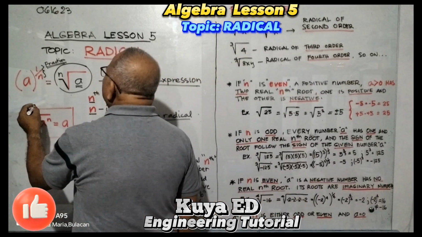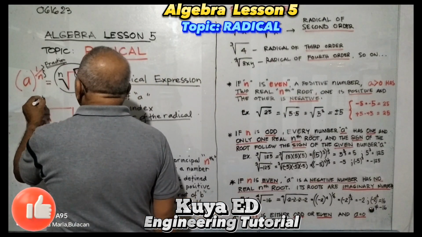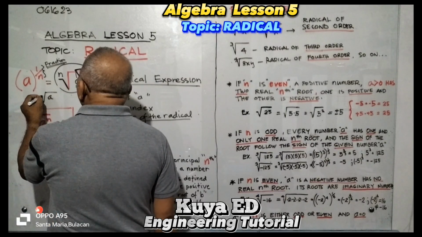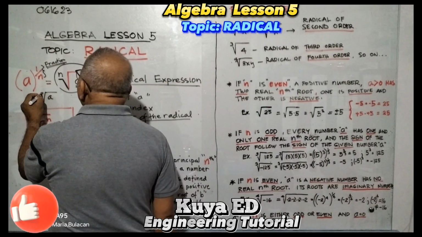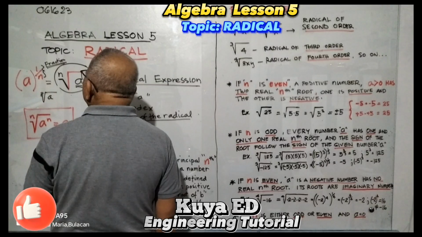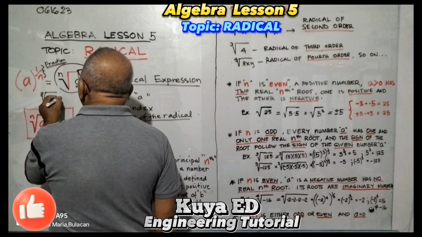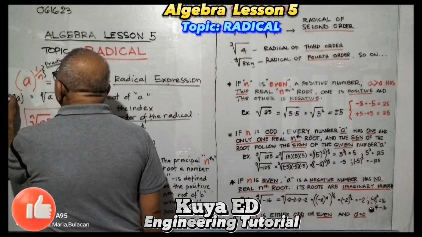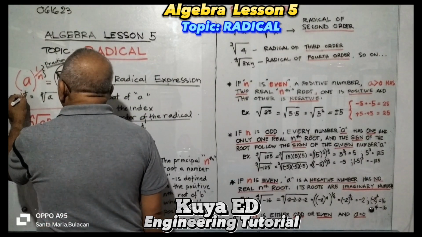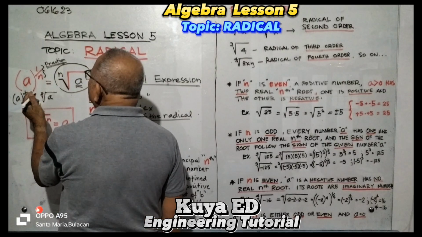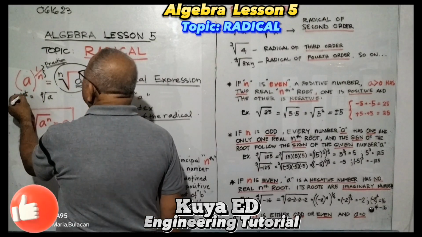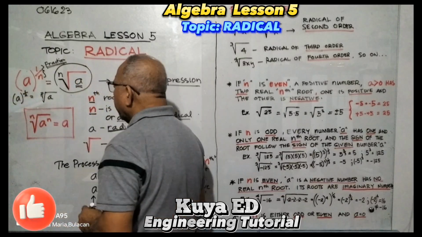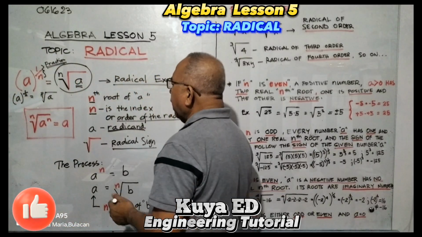Example, kung mayroon kang square root of A, imaginary, we put here, actually 2 yan. That is equivalent to A raised to the 1/2. Kung ano yung nakalagay dyan, that will become the denominator of your fraction. So, ganun lang kadali yan.